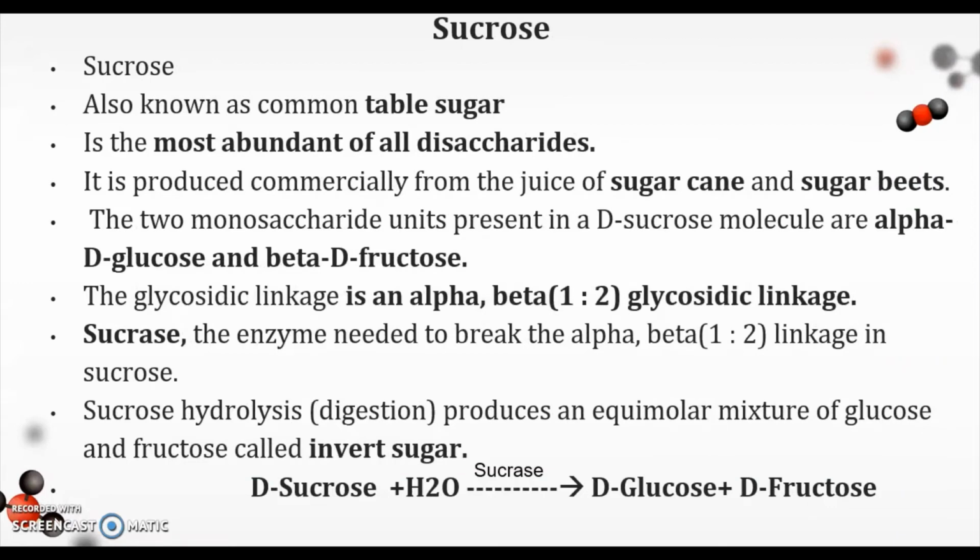The next one is sucrose. Sucrose is known as the common table sugar. It is the most abundant of all disaccharides and occurs throughout the plant kingdom. It is produced commercially from the juice of sugar cane and sugar beets.